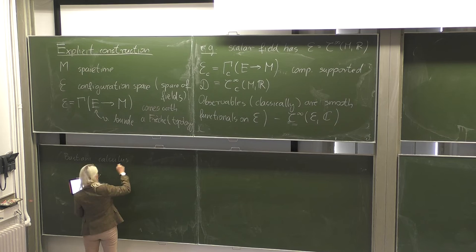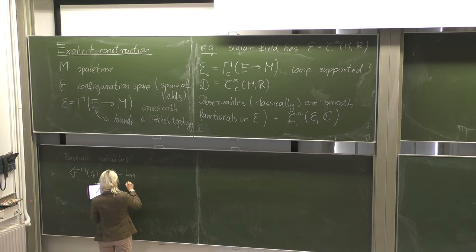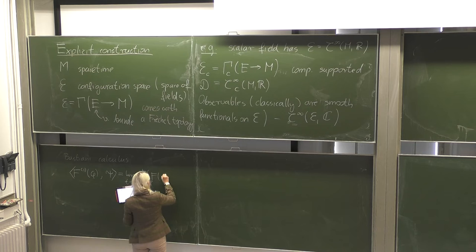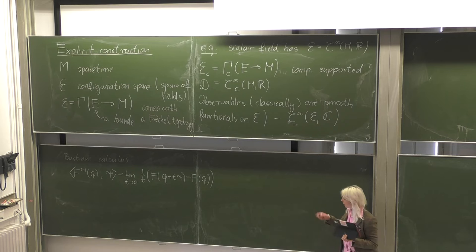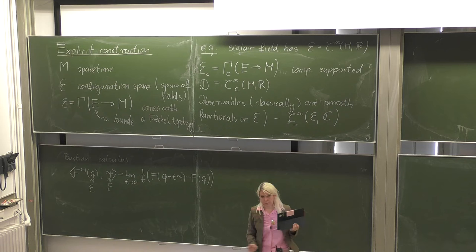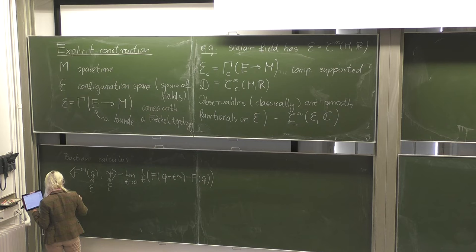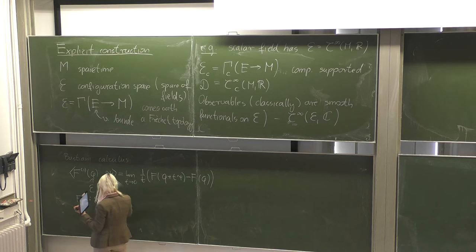Again, I can give you some references later. So the first derivative of a functional f at point phi in the direction of psi is defined as the limit t going to 0 of 1 over t times f of phi plus t psi minus f of phi. So this is the usual directional derivative, and phi here is in E, and psi is in E as well. So we say that f is continuously differentiable if this derivative, seen as a map from E cross E with the corresponding product topology to complex numbers, is continuous.